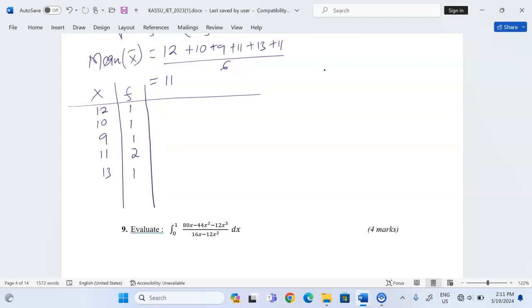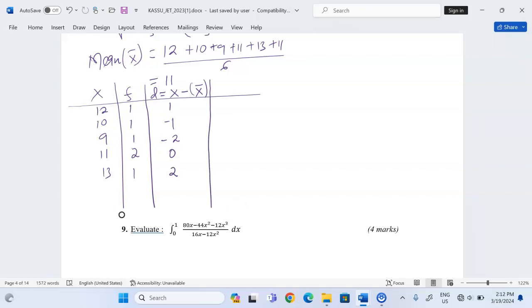Now that the mean is already calculated, we can get the deviation, whereby we need to take every value minus the mean. So the first one is 12 minus the mean of 11, we get 1. 10 minus 11, we get negative 1. 9 minus 11, we get negative 2. But 11 minus 11 becomes a 0. And 13 minus 11, we will get a 2. So those are the deviations.